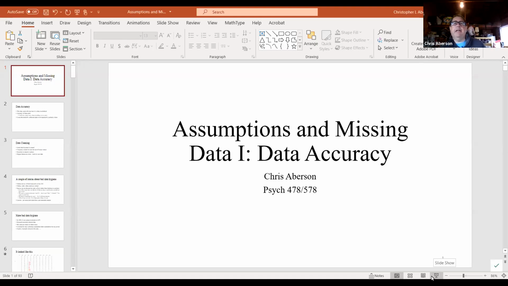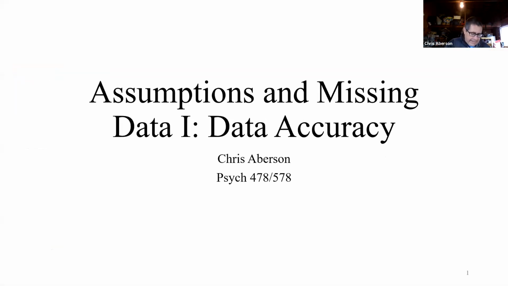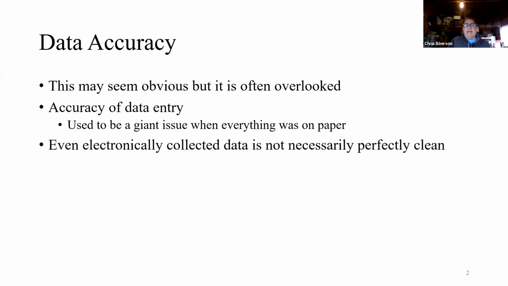All right, everybody. Today we're going to talk about assumptions and data accuracy and missing data. First up, data accuracy. This may seem really obvious, but it's an often overlooked component of working with data. It used to be a really big issue when everything was on paper.